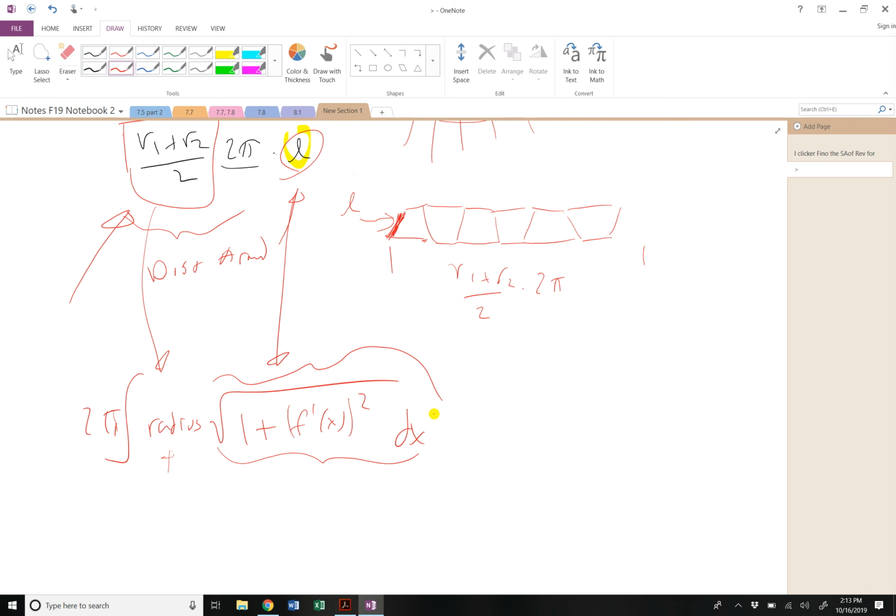So is the radius always x or y? Because in the textbook it says it's like 2 pi x or 2 pi y, depending on which axis it's rotated around. Is that always the case? It could be x, it could be f of x, it could be y, it could be a g of y.